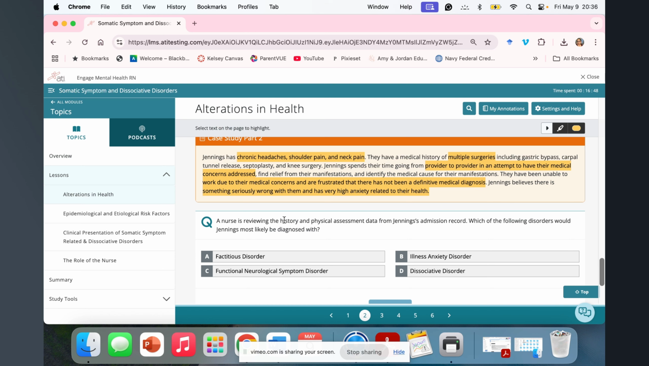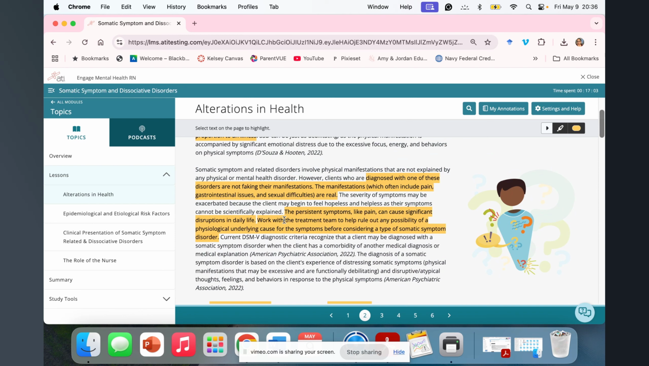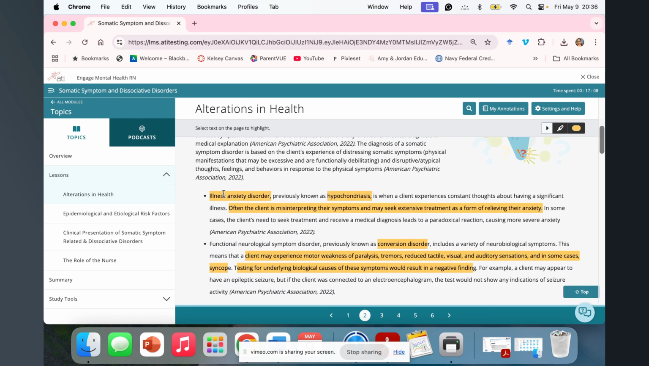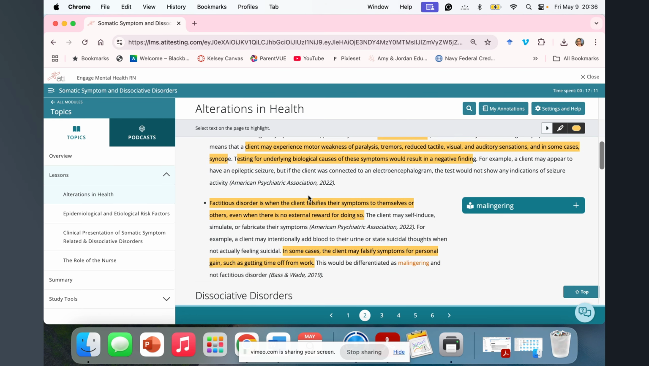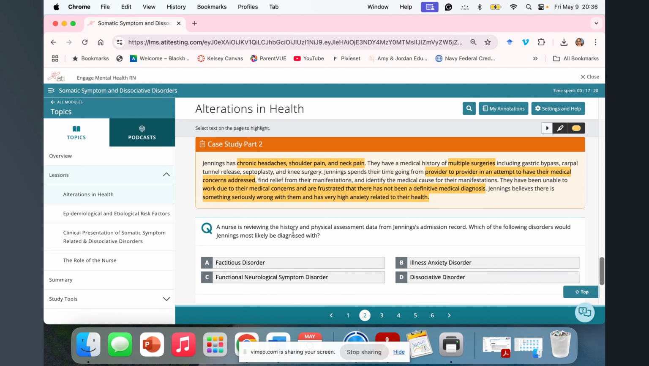So when we talk about factitious disorder, what is it essentially saying? Factitious disorder is when they are falsifying their symptoms to themselves or others when there is no external reward for doing so. They do not seem like they're falsifying their pain. Okay, they're frustrated, they have high anxiety. So I would kick that out.